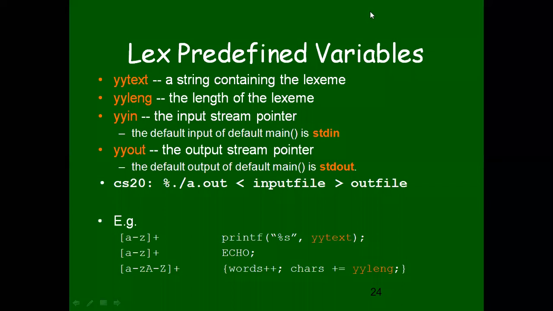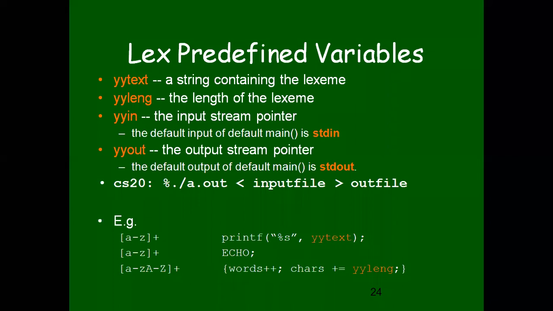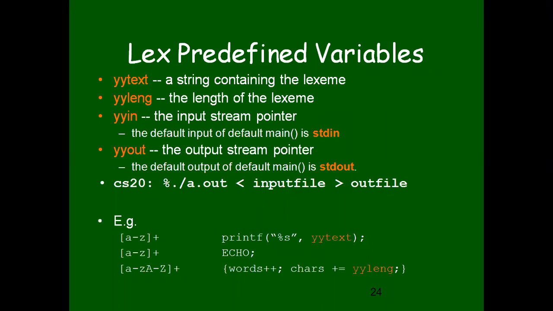Once you all see the slide and read it, you will learn what yytext, yyleng, yyin and yyout are: input and output. If you want to specify the length of the lexeme, use yyleng, and for the string containing the lexeme, use the predefined variable yytext. See here, we have an example: [a-z]+ printf yytext, because [a-z]+ is a string, and the lexeme contains a string.